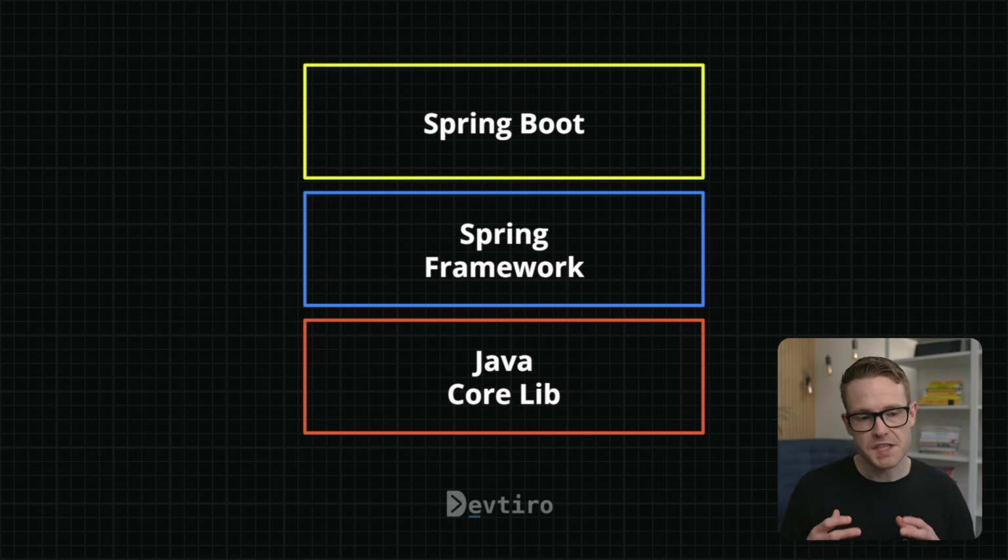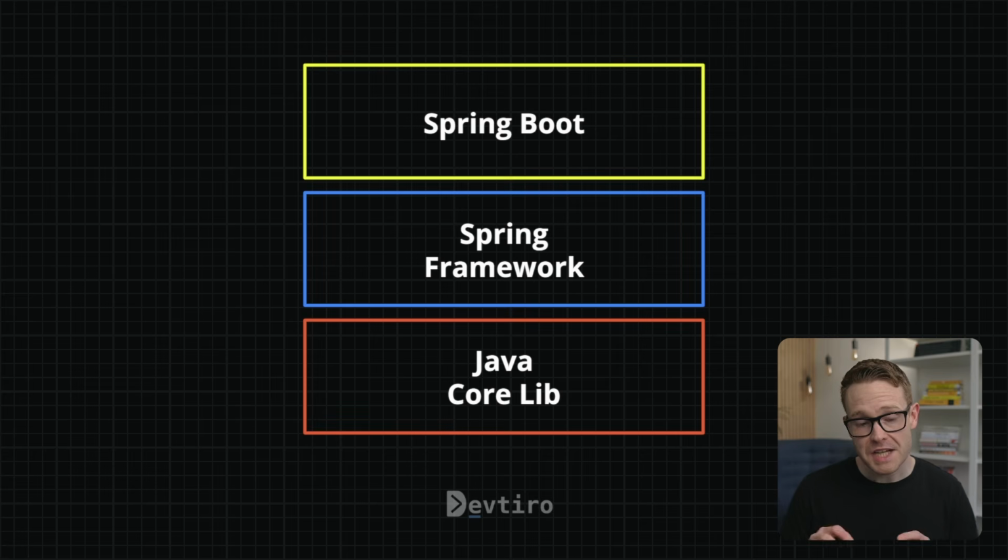So let's consider Spring Boot for a moment. At the lowest levels, you have the Java core library. Now, it is possible to go even further down in the stack, but we're not going to do that because we don't have the time. At the top of the stack here, we have Spring Boot, and slightly below it, we have Spring Framework. These are different things. They solve different problems.